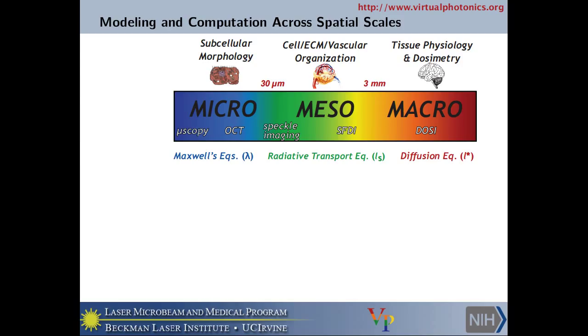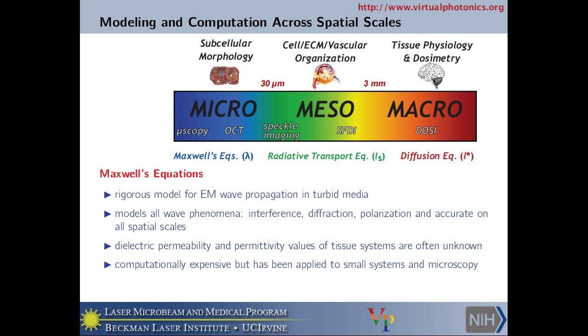So I want to talk about each of these three modeling approaches. So first, Maxwell's equations. We know from high school and college physics that this is touted as a rigorous model for electromagnetic wave propagation, and it can be used for propagation not only in transparent media but also in turbid media. It models all wave phenomena, interference, diffraction, polarization, and is accurate on pretty much all spatial scales relevant to us when dealing with biological tissues.